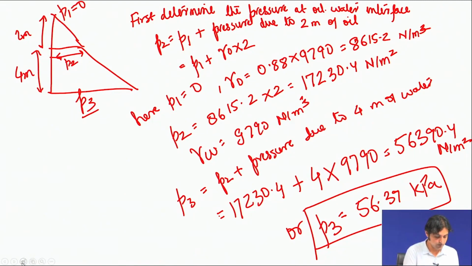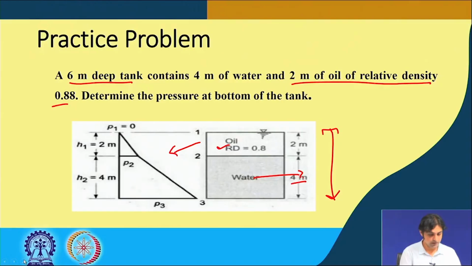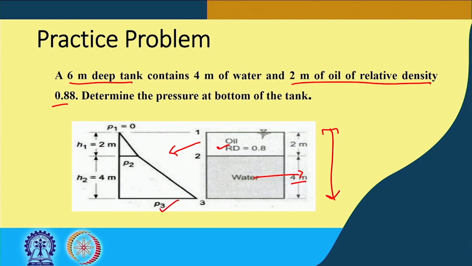If we just go back, determine the pressure at the bottom of the tank. The bottom of the tank was P3, and that is exactly what we have found out. So the answer was P3 is equal to 56.39 kilopascal.